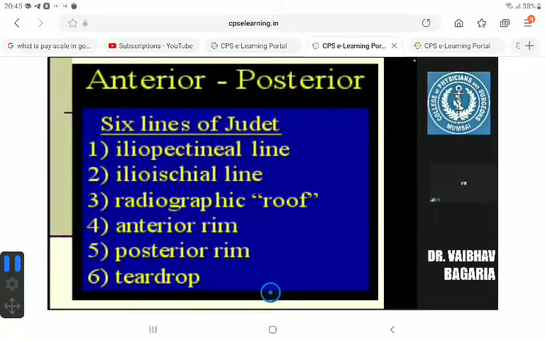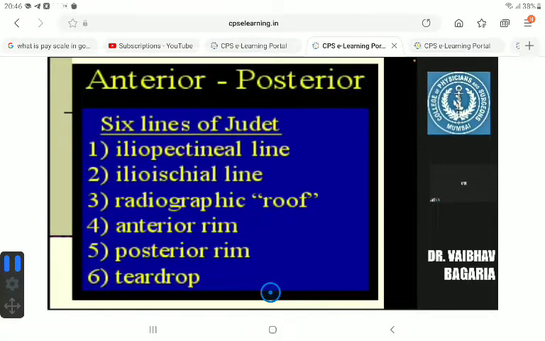Now, when you have an X-ray, you must draw the 6 lines of Judet. They are magic lines. If you know this magic, you can virtually diagnose the pattern of injury without even needing to get CT scans. Nowadays, we have got CT for everything, so our life has become much easier. But you should know these 6 lines, and all of you must draw these 6 lines.